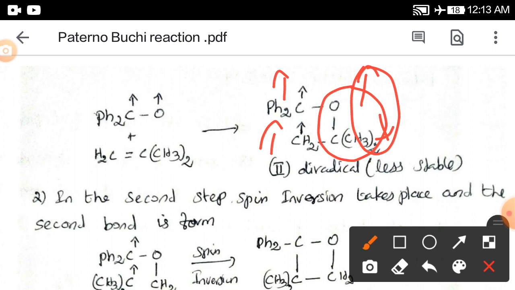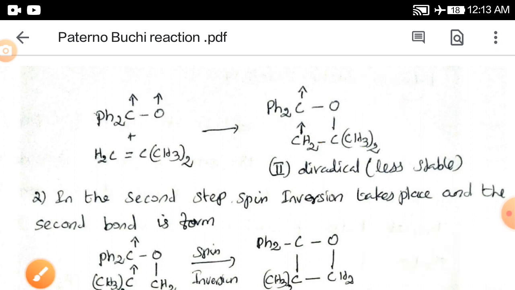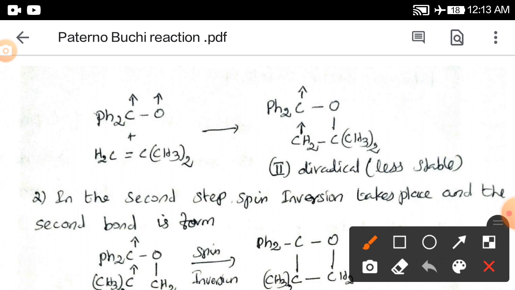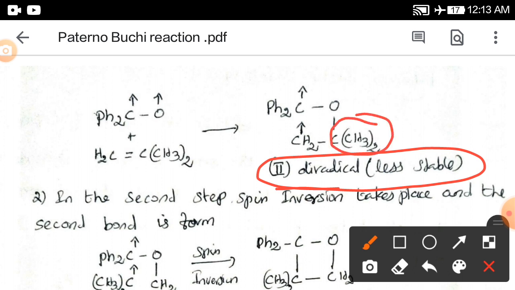Okay, right. So here it's a second radical. It is a less stable one, because previously we had the more stable one, because the radical is present in a particular group. Here it is present in a CH2 group. It is a less stable one.